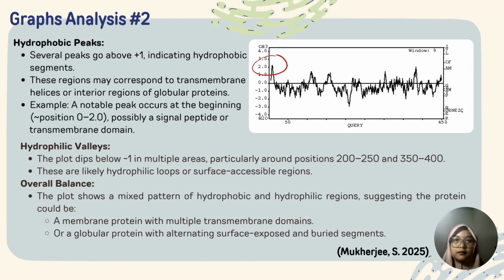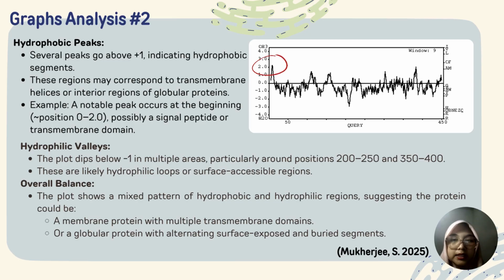So there are two things that we can see here in the graph. The first one is hydrophobic peaks. Several peaks go above +1, indicating hydrophobic segments. These regions may correspond to transmembrane helices or interior regions of a globular protein. For example, a notable peak occurs at the beginning, positions 0 to 20, possibly a signal peptide or transmembrane domain.